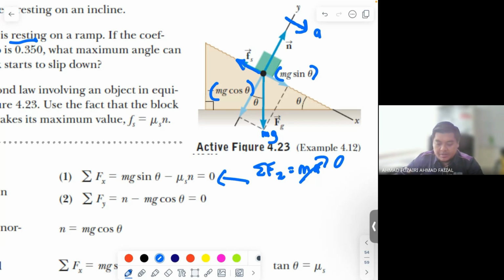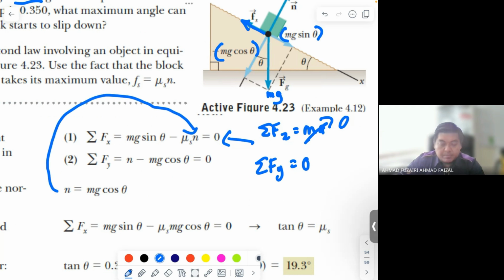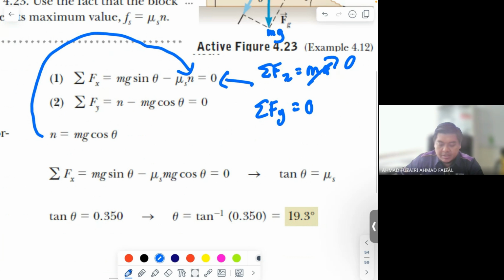So mg sine theta minus mu s, where mu s is the static friction, times the normal. Now use Fy equals 0. Why? Because the box is not floating around. So N minus mg cos theta equals 0, so N equals mg cos theta. Then you can put this N into this part, and you find mg sine theta minus mu s mg cos theta.